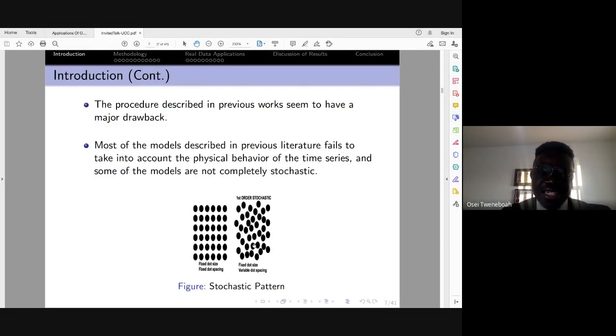Because they are not easily observable, you need to take that property into consideration when you are modeling this. And another thing is that some of these models do not take into account the physical behavior of the time series. And what are the physical behaviors of the time series? One of them is how the data evolves over time. If you include that property in the model, then you are able to obtain a model that can correctly and accurately model that process.